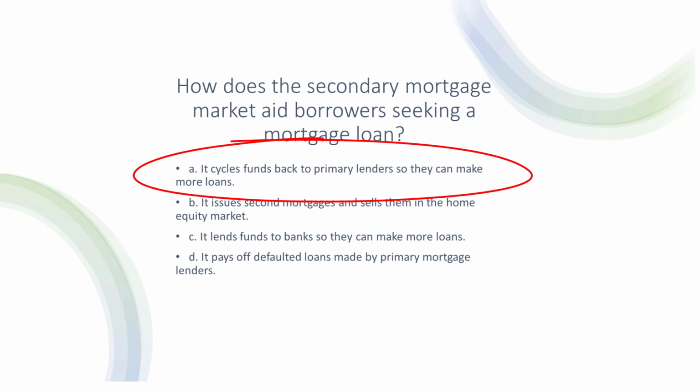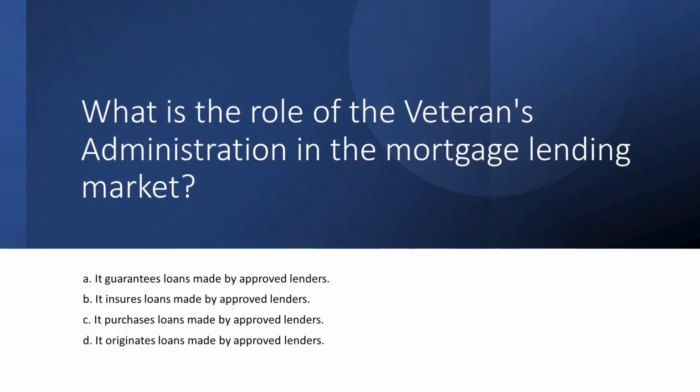Important mortgage financing questions for your real estate exam. Our last question, number 12. What is the role of the Veterans Administration in the mortgage lending market? A. It guarantees loans made by approved lenders. B. It insures loans made by approved lenders. C. It purchases loans made by approved lenders. Or D. It originates loans made by approved lenders.